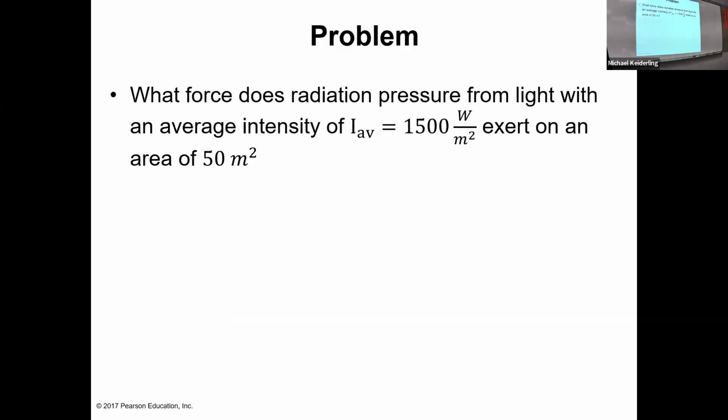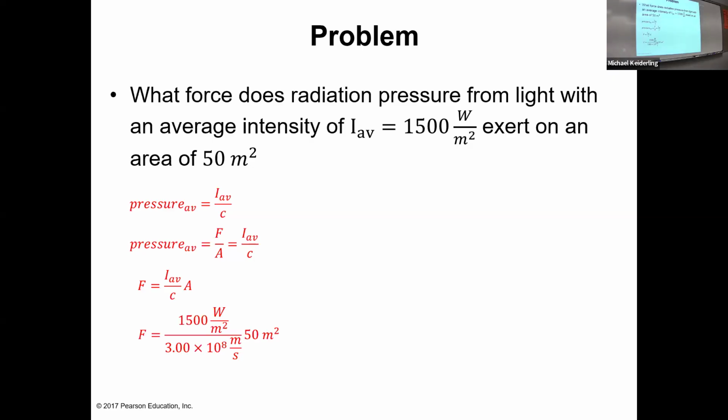And what force does a radiation pressure from light with an average intensity of 1,500 watts per square meter exert on an area of 50 square meters? Well, the pressure is the average intensity over the speed of light, which is force over area. So the force is the average intensity over the speed of light times the area. So 1,500 watts per square meter divided by 3 times 10 to the 8th meters per second times 50 square meters gives us a force of 2.5 times 10 to the minus 4 newtons.